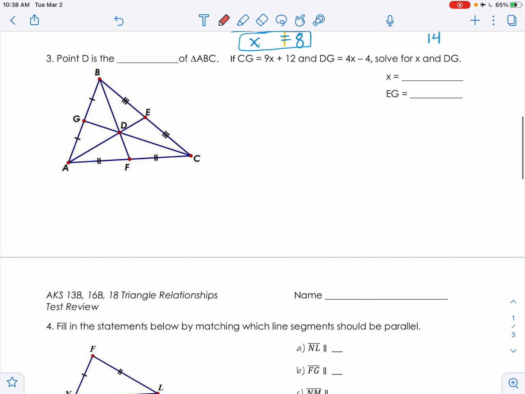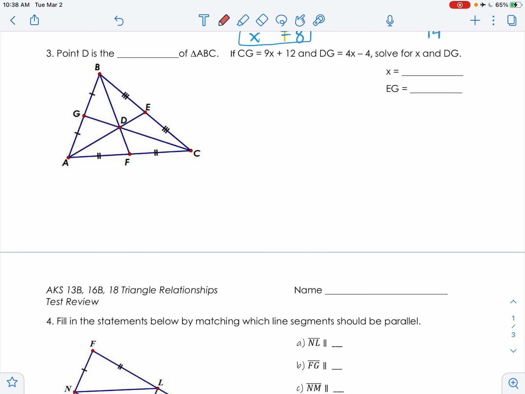All right. Number 3, point D is the blank of triangle ABC. Well, it looks like BF, AE, and CG are all medians, and D is where they intersect, making point D a centroid. All right. If CG is 9x plus 12, let's highlight CG. So CG is this whole line right here. If CG is 9x plus 12 and DG, so DG is the smaller piece, is 4x minus 4. Solve for DG.